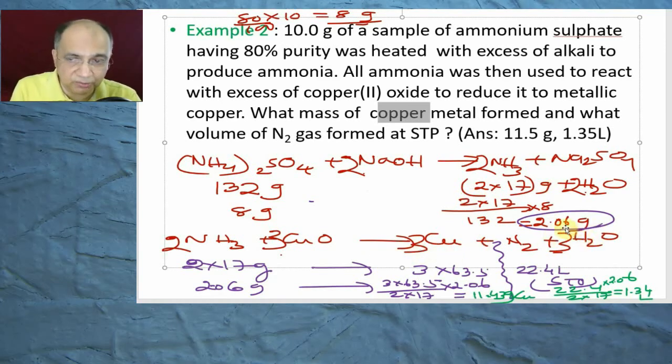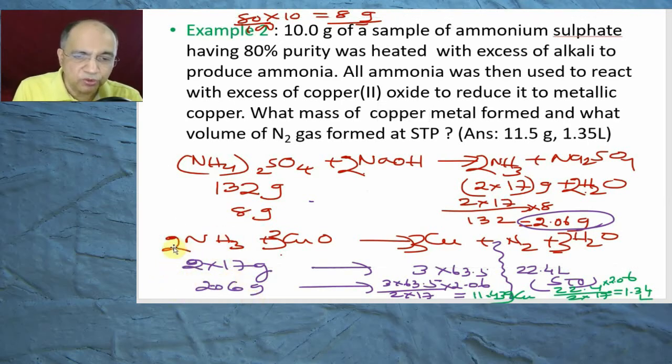Now we shall be using this amount in the second equation. Now in the second equation, the stoichiometry tells us that 2 into 17 gram produces 3 into 63.5 gram, because copper, the atomic mass is 63.5 gram, and produces 1 mole means 22.4 liters at STP, right? So this is mass volume. One go, in one stroke we calculate all.